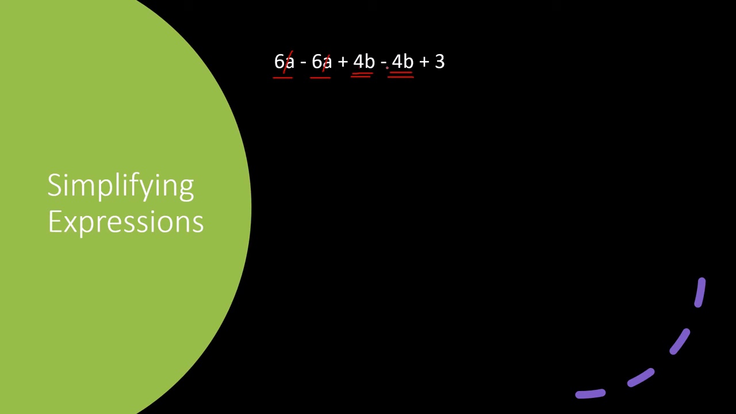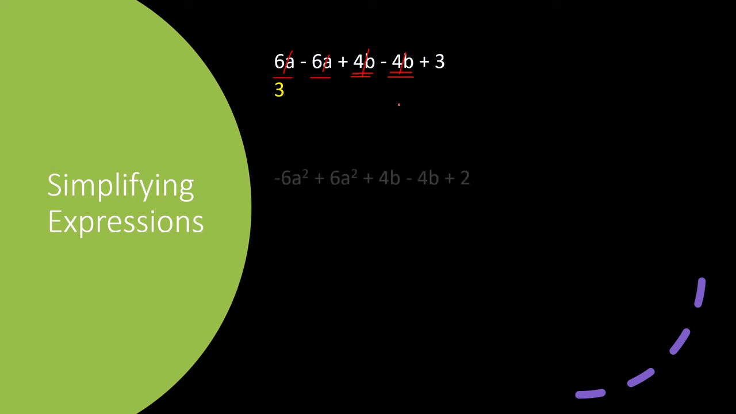Also, this 4b minus 4b, what is 4 minus 4? It's equal to 0. We cannot have a 0b, so therefore these two also cancel each other, and therefore our answer is going to be just 3. Just 3. Very nice, very nice.